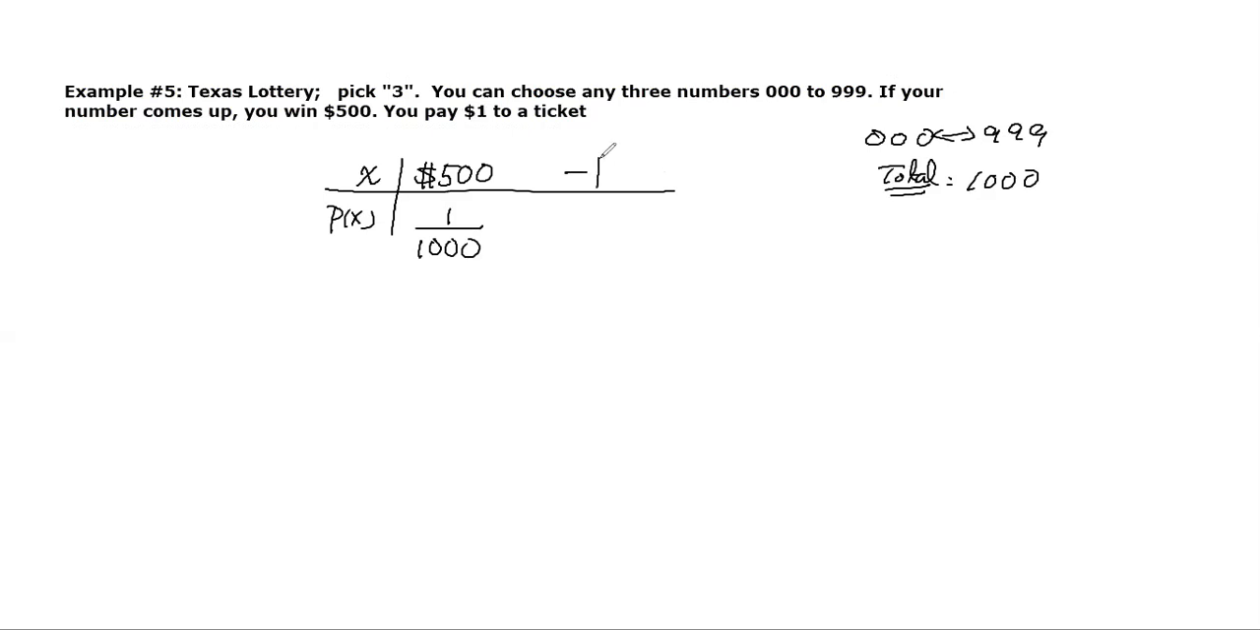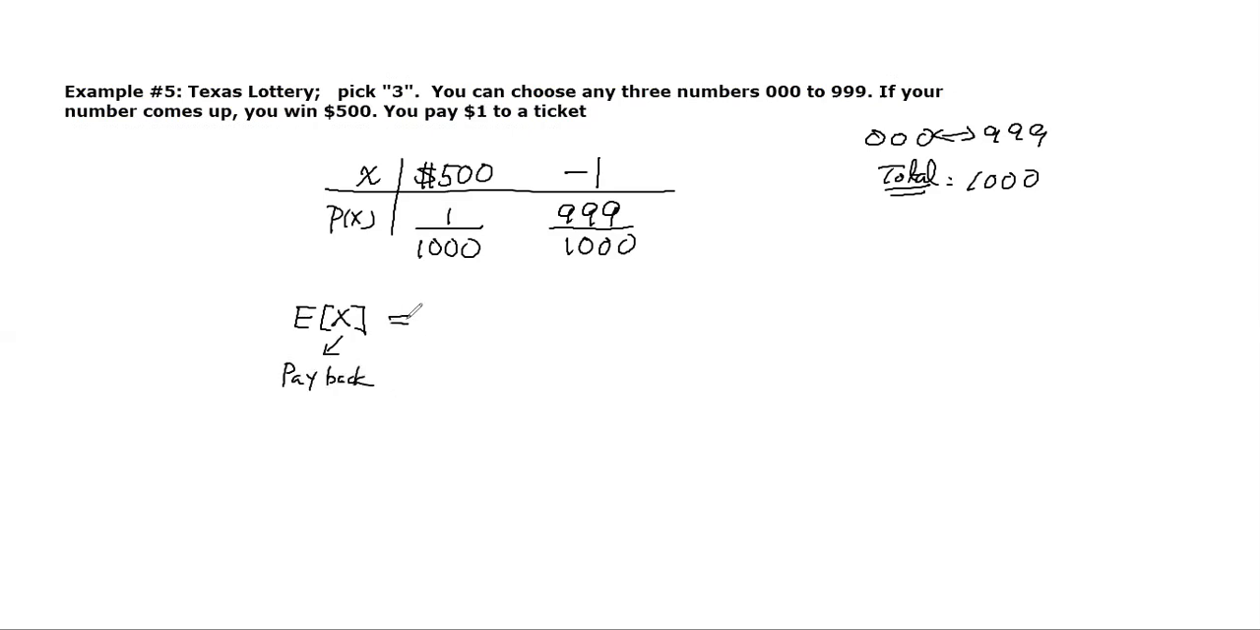If you choose any other number, what happens? You're going to lose the dollar, correct? You're going to lose $1. And what is the chance you're going to lose $1? It's 999 out of 1,000, right? All the 999 other numbers will not be correct, so you're going to lose $1. So this is how much you expect to pay back, right?